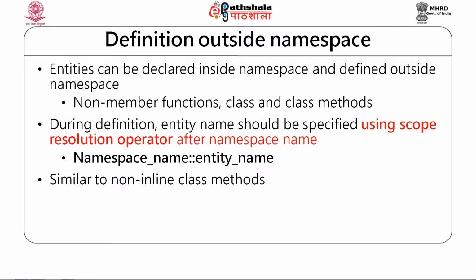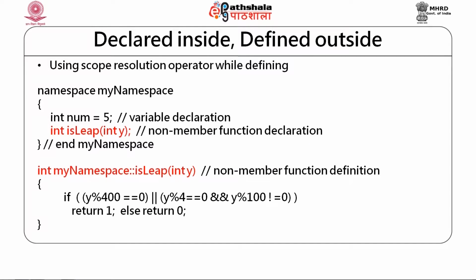Sometimes the functions or the class methods can be declared in the namespace, but defined outside the namespace. Just like in a class, the methods may be declared within the class, but may be defined outside the class, like non-inline methods. In the same way, as with a class, here also we need to use the scope resolution operator with the name of the namespace. So, let us see those examples.